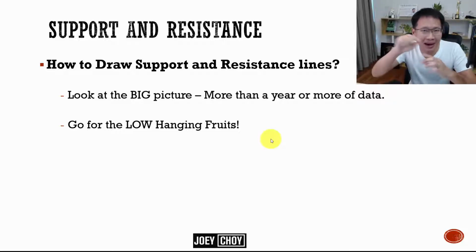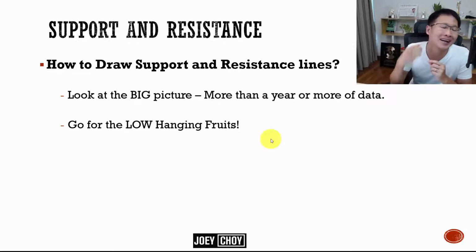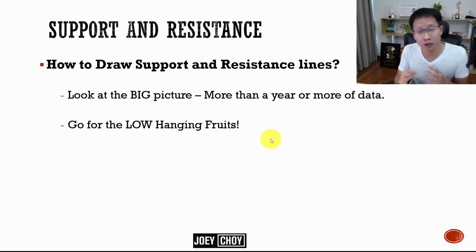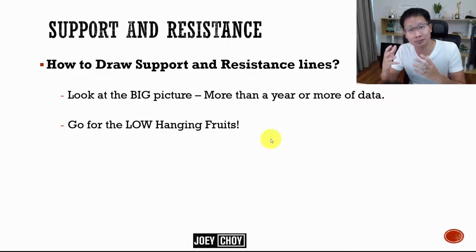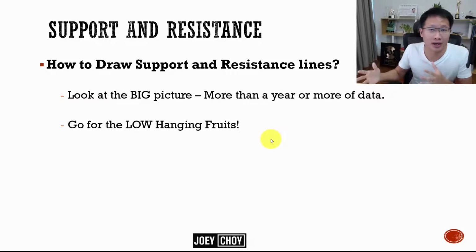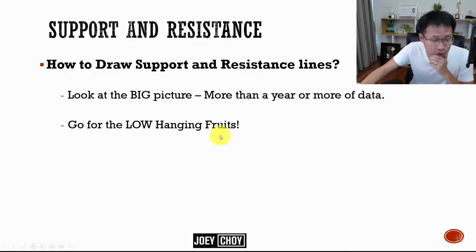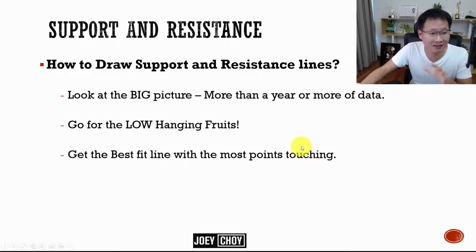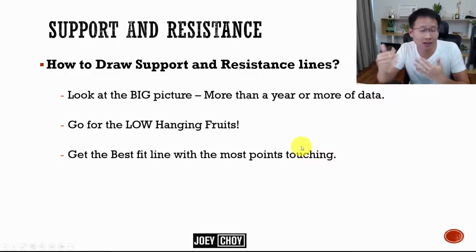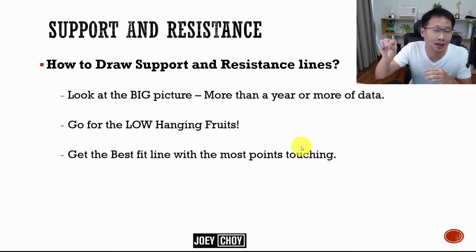So don't make all these minor little lines all over the place. You don't have to do that. Just focus on the big picture. Go for the low hanging fruits, the lines which are the most obvious. You need at least 2 points to form a line, does it make sense? But if you have 3 or 4 or 5 or many points, then even better. Then it's very obvious that that is the line. Just draw it. Go for the low hanging fruits and have it there first before you dive deeper to see whether there are any intermediate or near-term support or resistance lines in between. Get the best fit line with the most points touching. The more points, the better it is. Draw that line straight away.